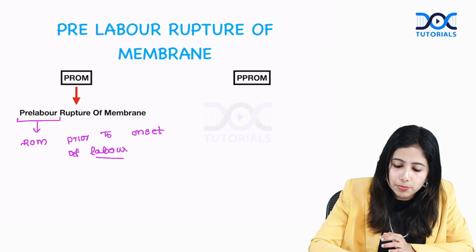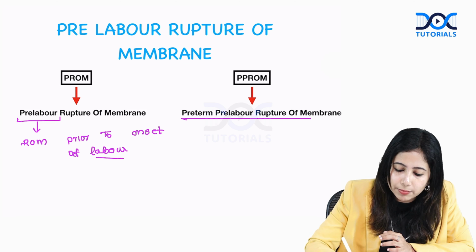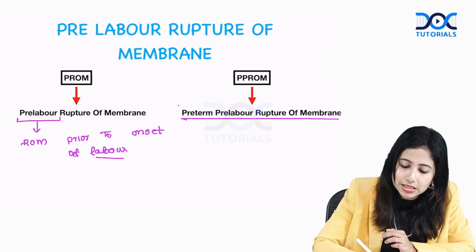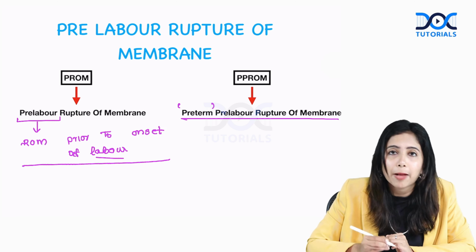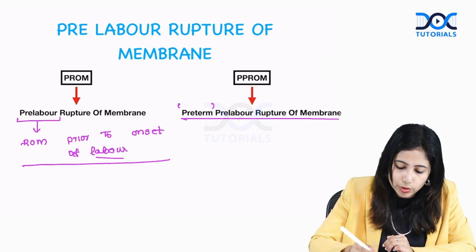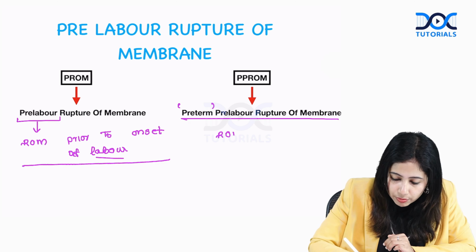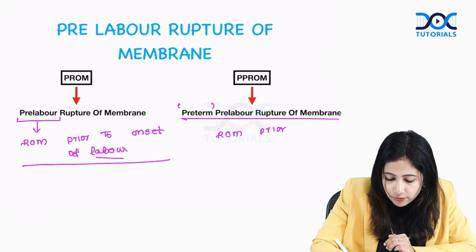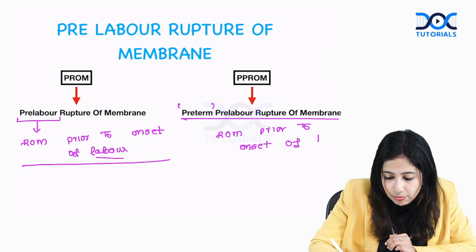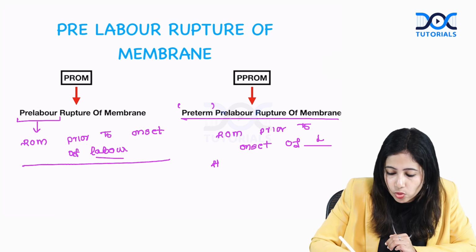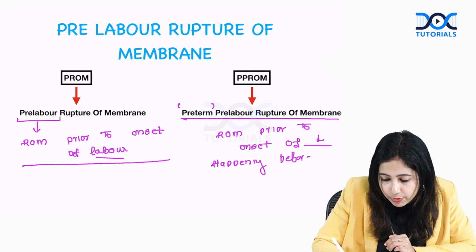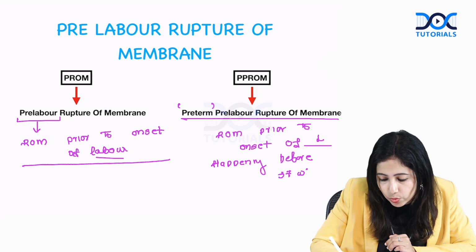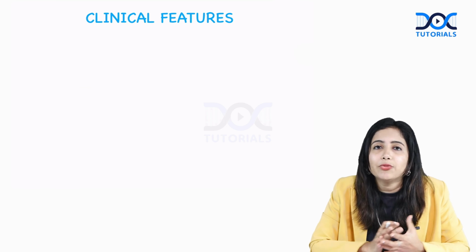Whereas preterm pre-labor rupture of membrane, PPROM, as the name suggests, is preterm pre-labor rupture. That means these changes are happening before 37 weeks. So it is the rupture of membrane prior to onset of labor, the same thing, but it is happening before 37 weeks. So what are the clinical features that you see?